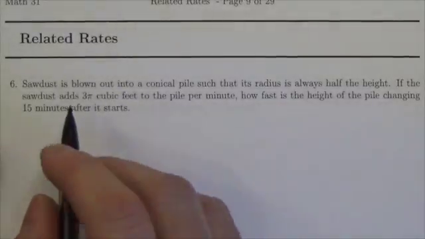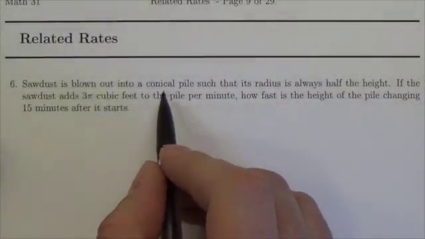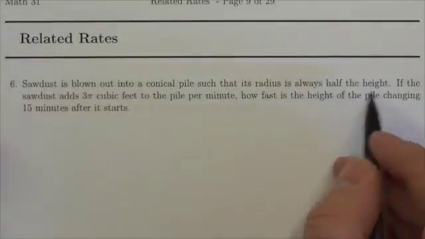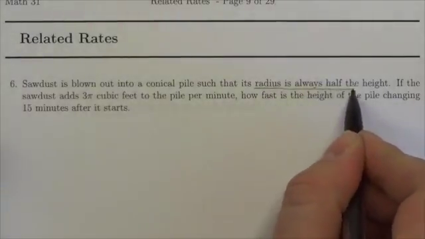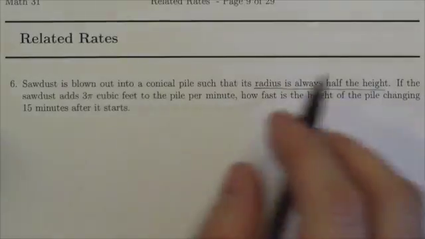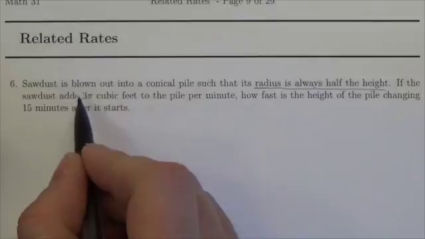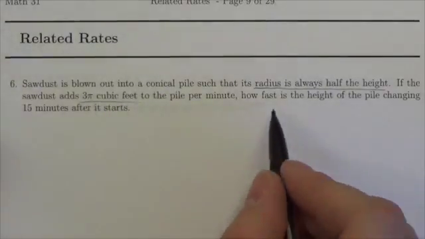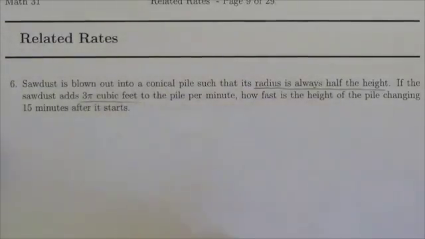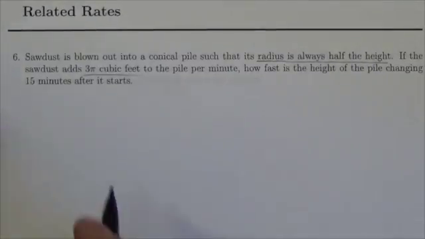So in this related rates problem, we read that sawdust is blown out into a conical pile such that its radius is always half the height. And I think we're going to need that in a little bit. If the sawdust adds 3 pi cubic feet to the pile per minute, how fast is the height of the pile changing 15 minutes after it starts?